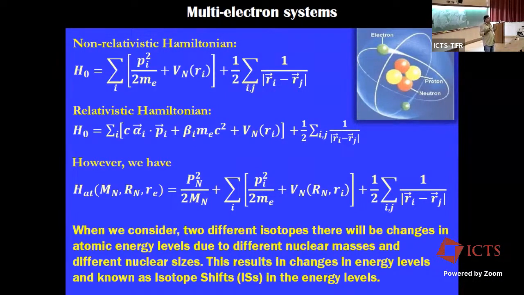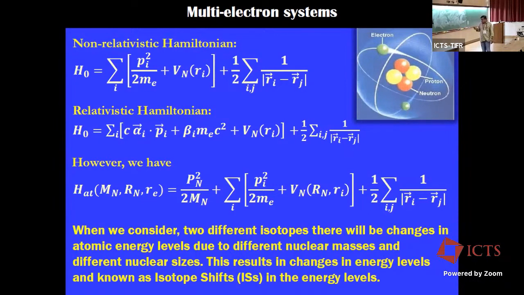If you try to include the finite size of the nucleus or the finite mass of the nucleus, then the actual Hamiltonian of the atomic system will be written like this, where this will be the kinetic energy of the nucleus, and this nuclear potential also will be a function of the nuclear charge radius. That means it will also depend on the size of the nucleus. So if you use this Hamiltonian instead of those Hamiltonians and try to calculate the energies of different isotopes, you will see a change in the energy levels. There will be a slight change in the energy values from one isotope to another.